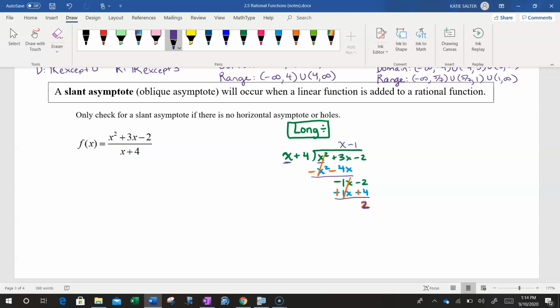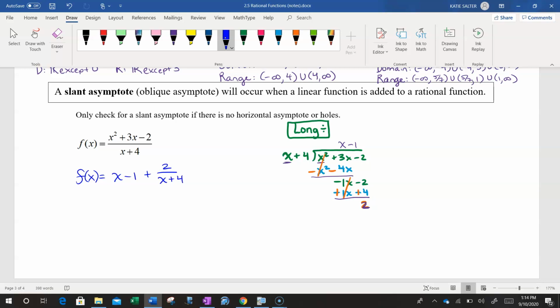All right, so then what we do is we rewrite this function as f of x is equal to x minus 1. And then remember, you take your remainder and you put it over your divisor and you add it to the end. So plus 2 over x plus 4.